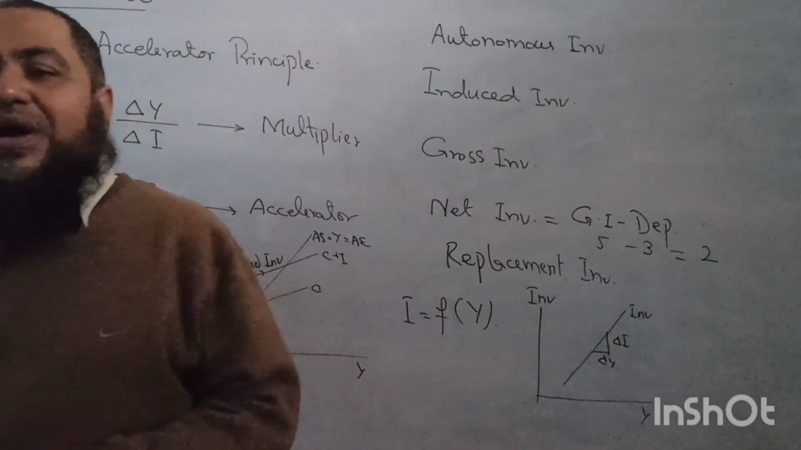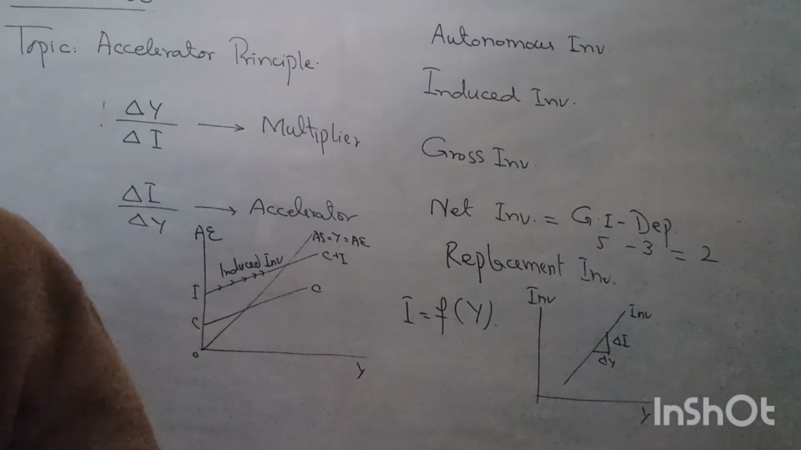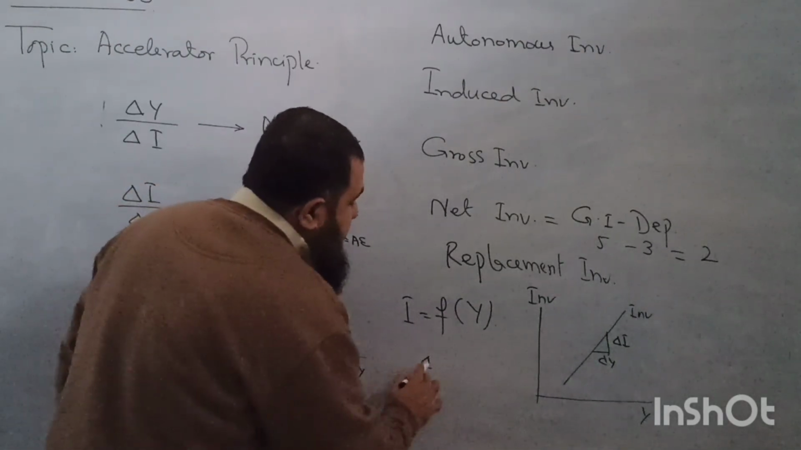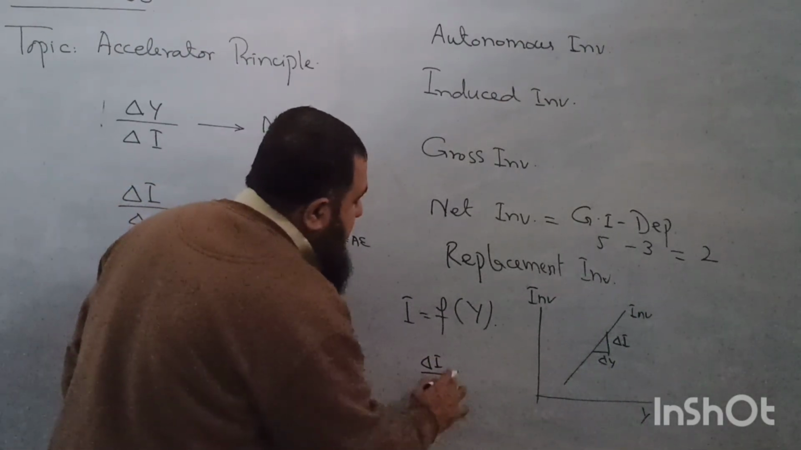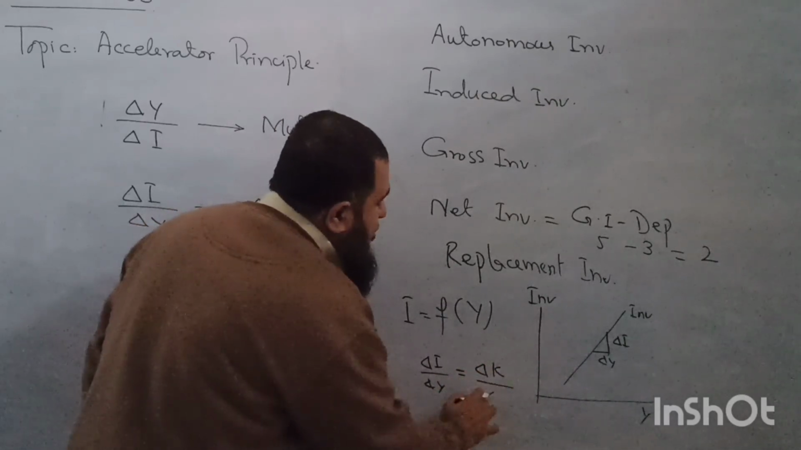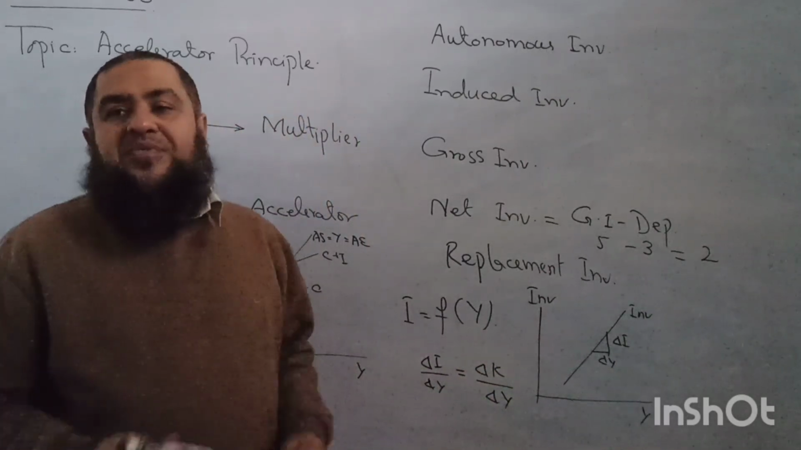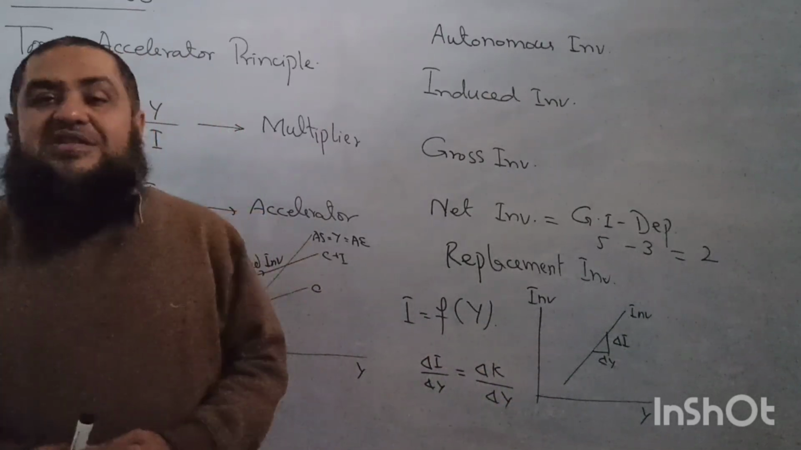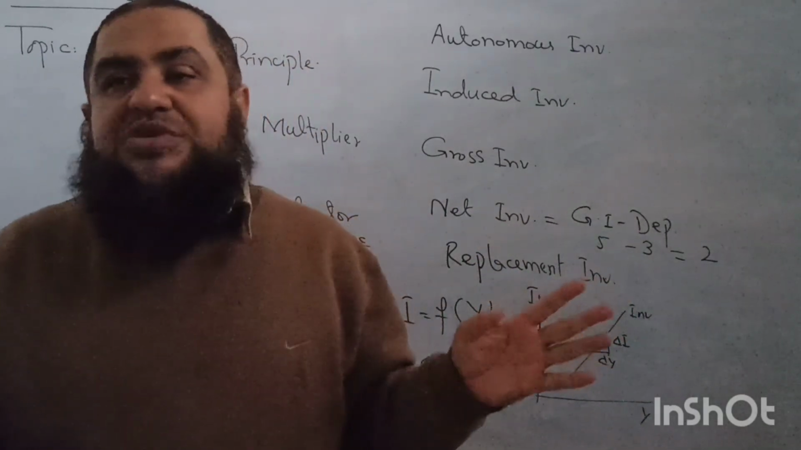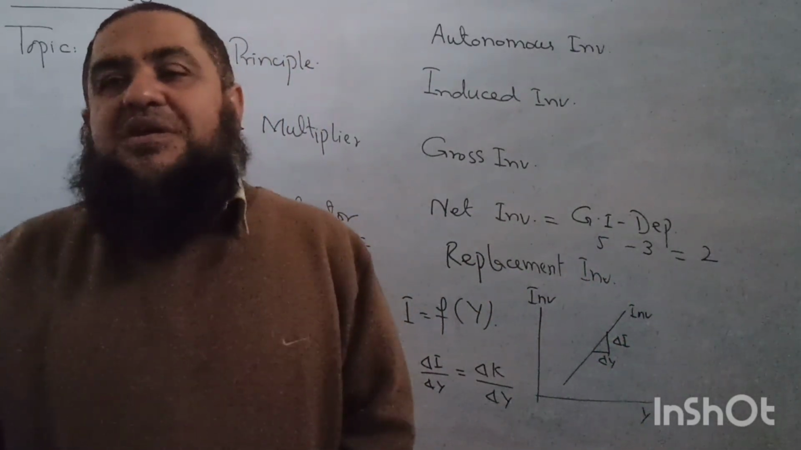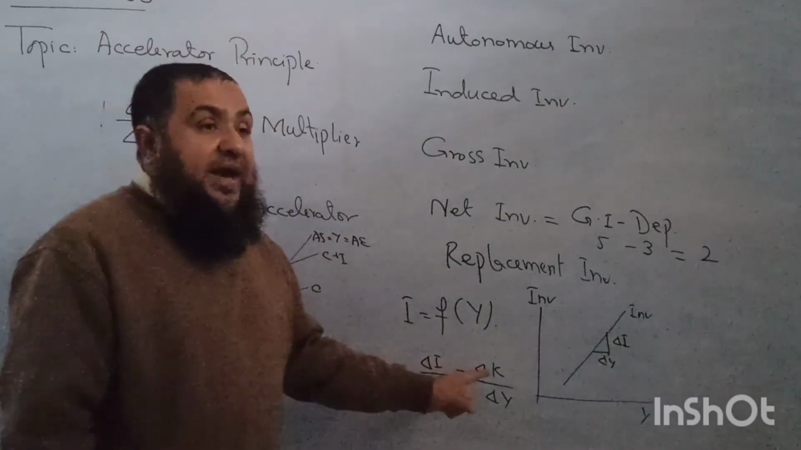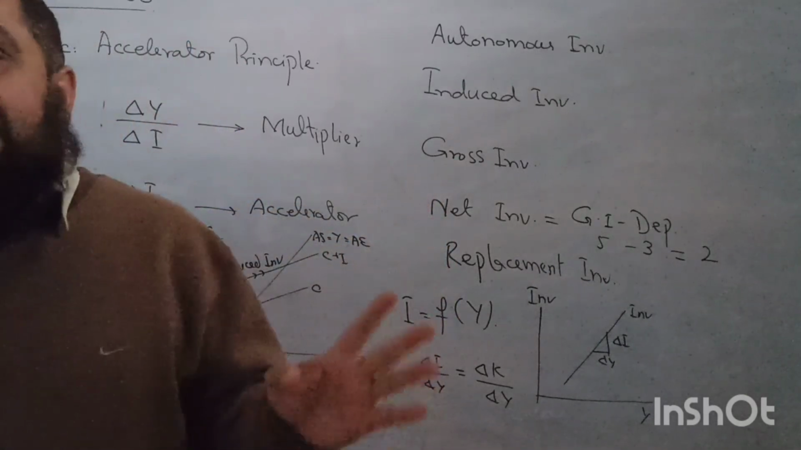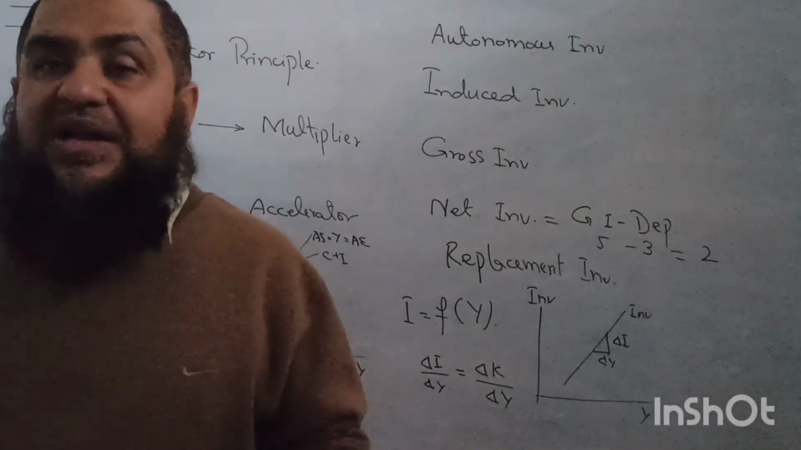And investment is called what? The creation of new capital goods. Can I write change in investment over change in income like this? Change in capital goods due to change in income. If this ratio is increasing, what is this ratio called? This is called the capital output ratio. If the capital output ratio of the country is increasing, it means the accelerator principle is working well in the economy.